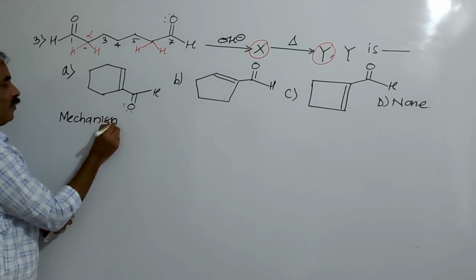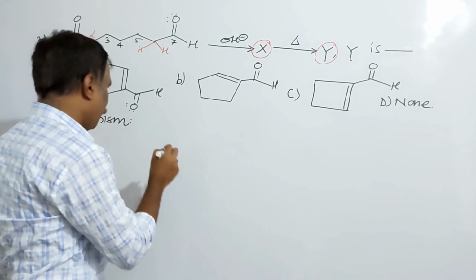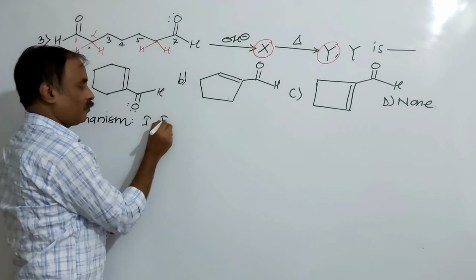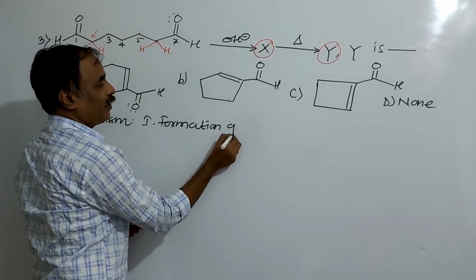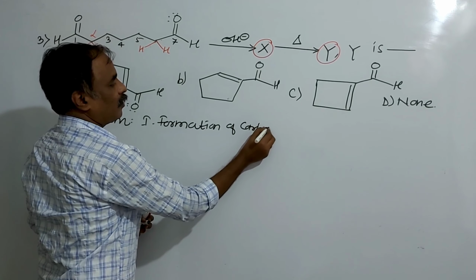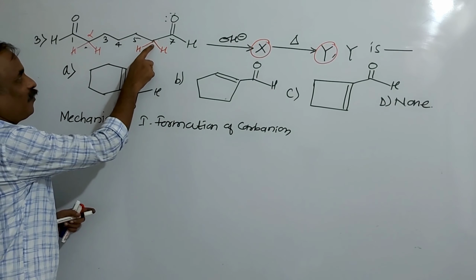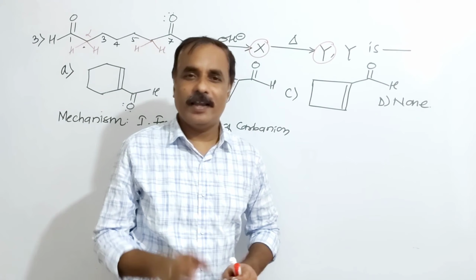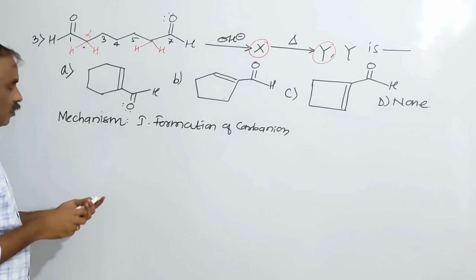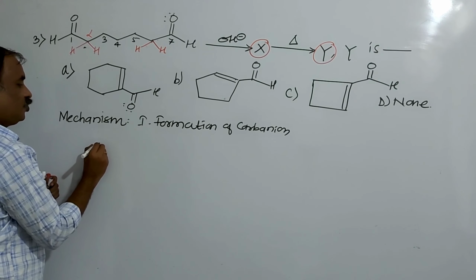We know that step number one is the formation of carbanion. For that, only alpha hydrogen is required. Formation of carbanion. Either you can take this alpha carbon or this alpha carbon. Both are identical. You can take any one alpha. So here, for this we can write the structure like this.